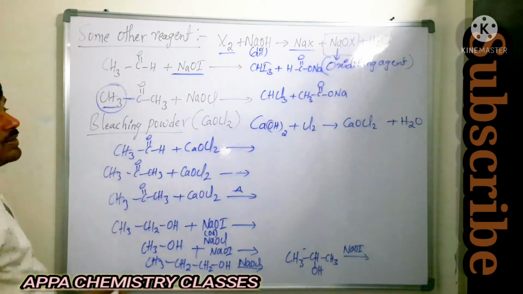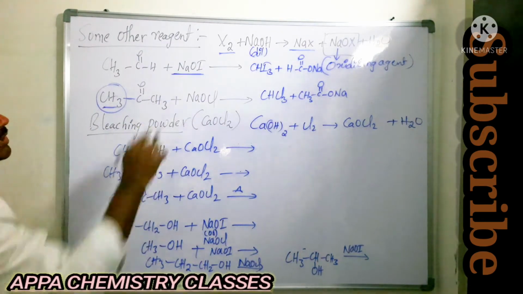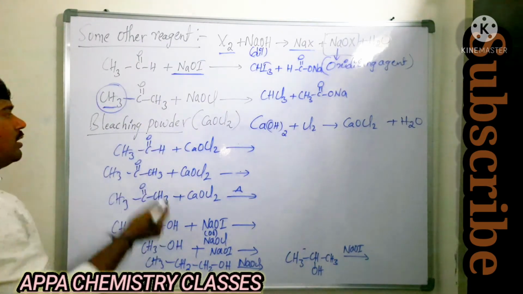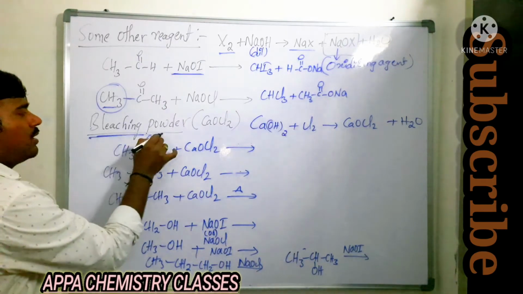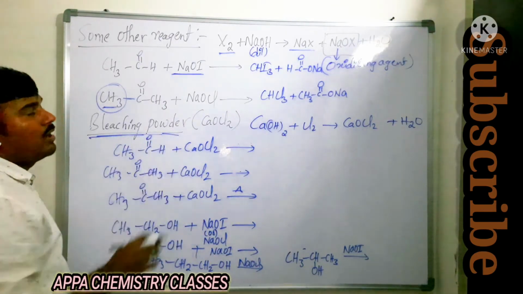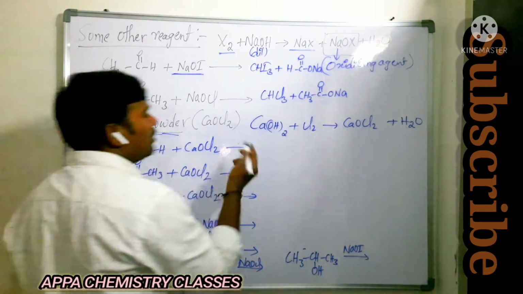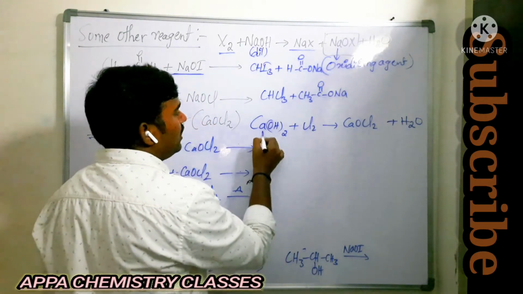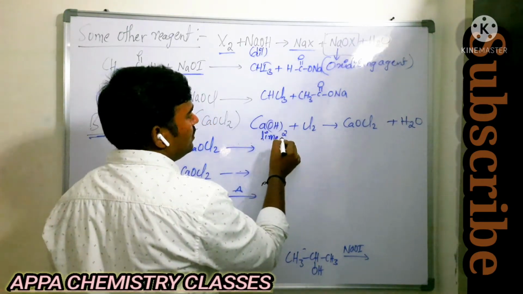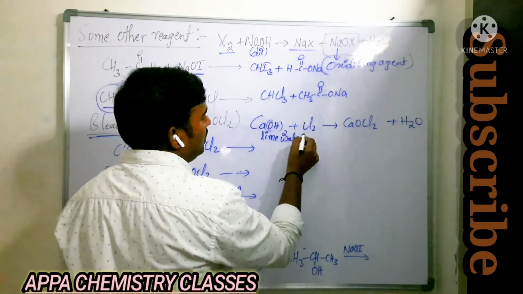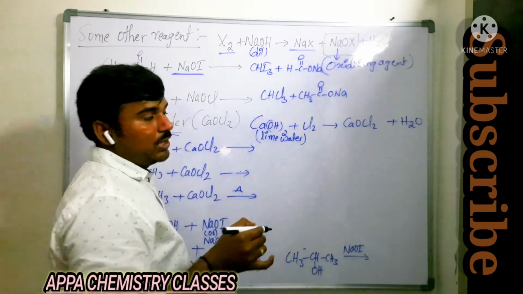So that is in case of carbonyl compound with sodium hypochlorite. Now we will use bleaching powder, also used as a haloform agent. Now how will you get the bleaching powder? Lime water, which is calcium hydroxide, is also called milk of lime.